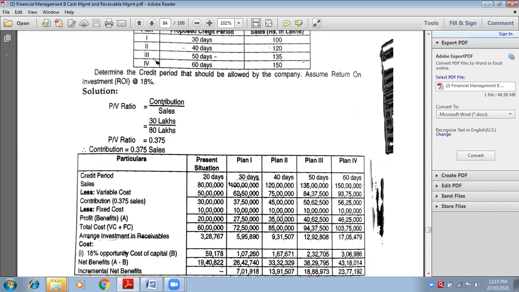Profit of plan 2: 35 lakhs. Profit of plan 3: 40 lakhs 62,500. Very good. And last, plan 4 profit is 46 lakhs 25,000. Is it correct?